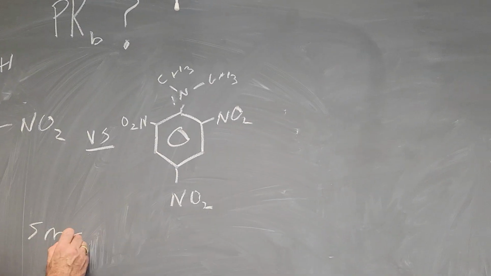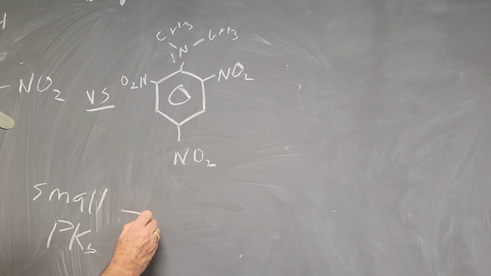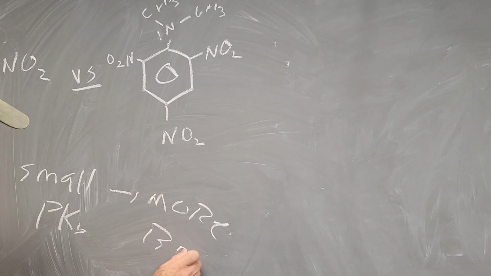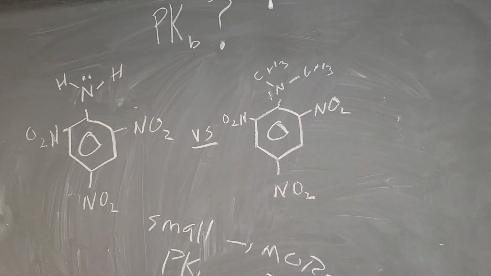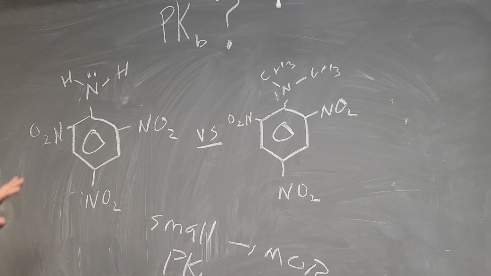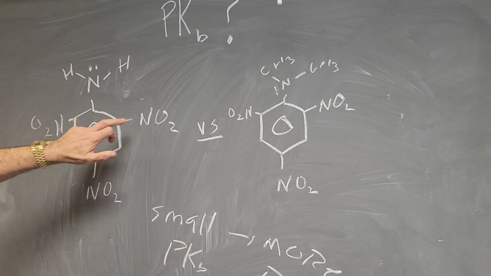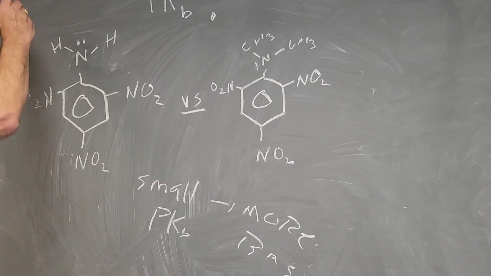Remember, a small pKb means that it's going to be the one that is more basic. So if I say to you, which has the smaller pKb, I'm asking you which is more basic. First of all, if we look at this problem right here, the minute you see nitro groups, that's going to steal the electron density away.